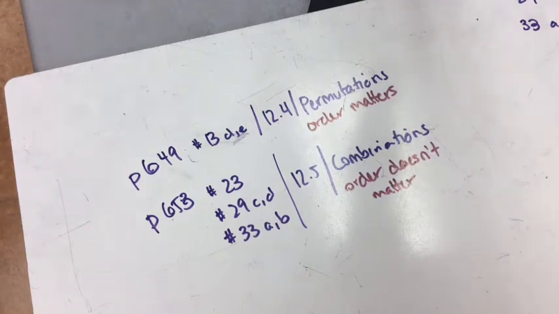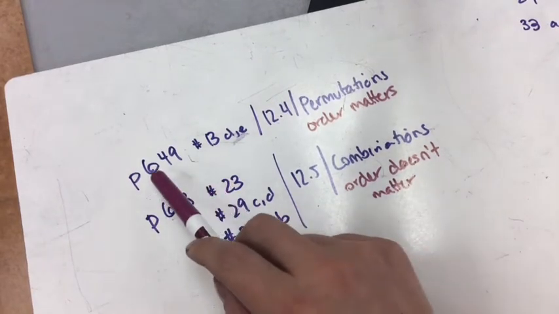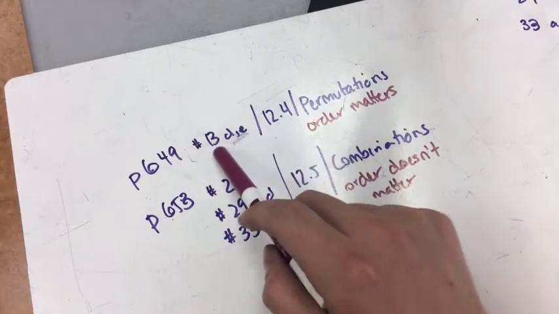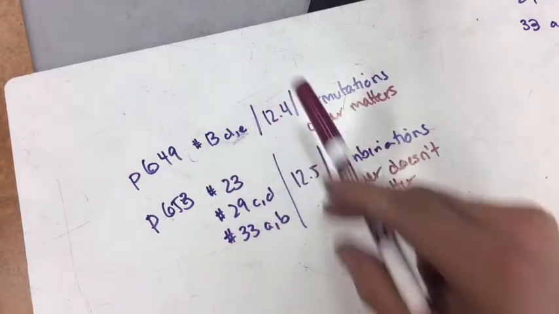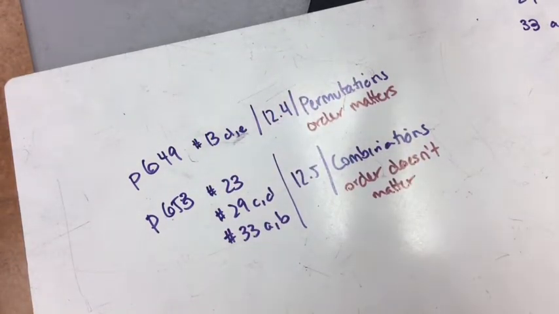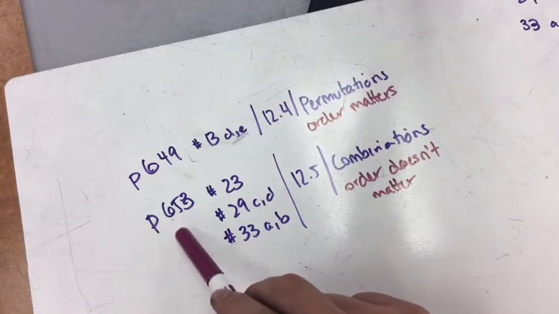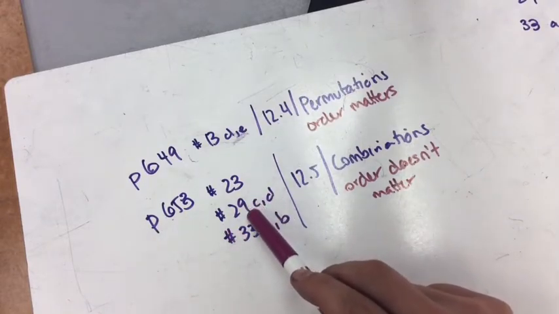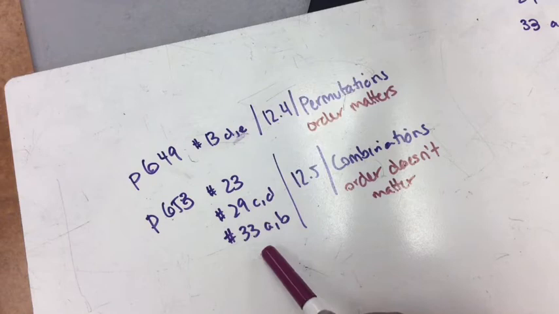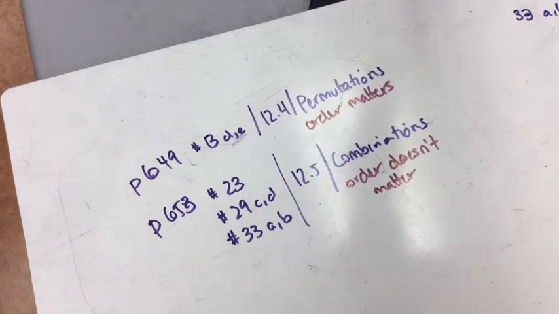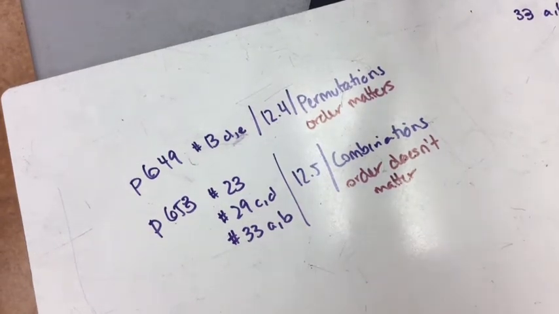Okay, so for this video, I'm going to be going through page 649, number 13, D and E. This is coming out from 12.4. For page 658, I'm doing number 23, 29, C and D, and number 33, A and B from 12.5, which is what you guys worked on today.